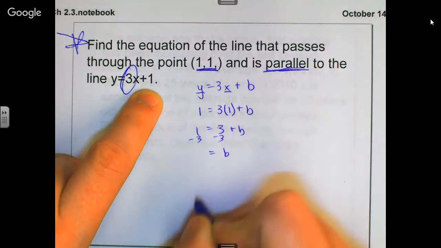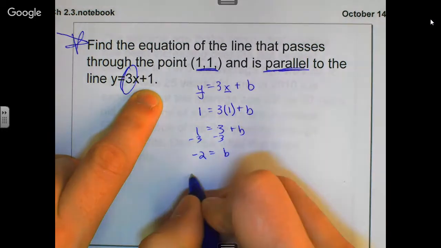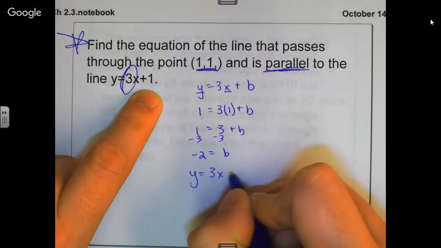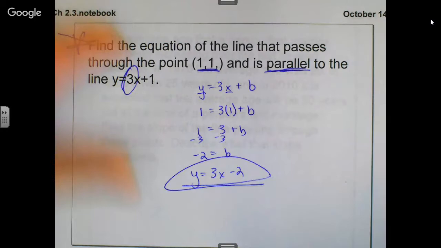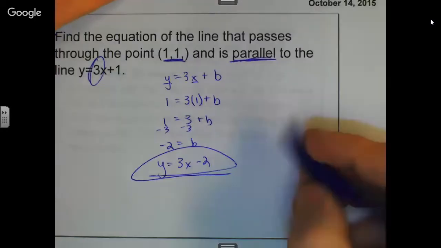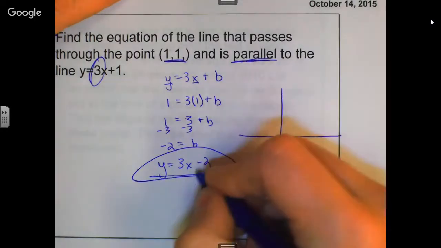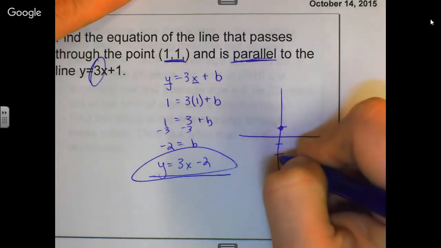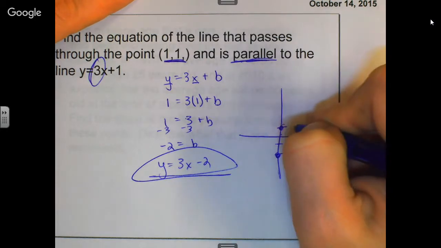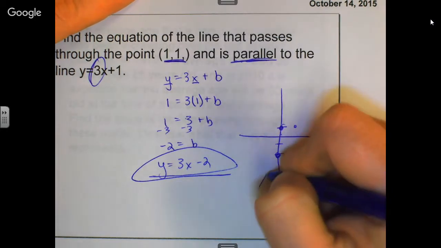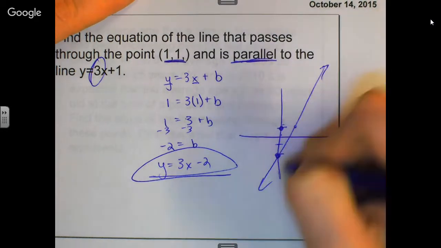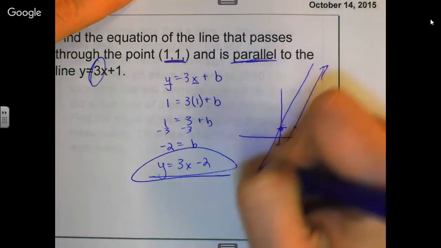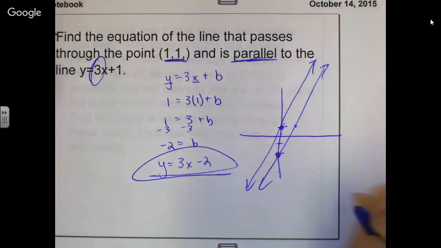Subtract your 3 from both sides, and you get minus 2. So your equation is y equals 3x minus 2. They are the same steepness, but one crosses here and one crosses here. So up 3, 1, 2, 3, right 1. This line's going here, and this line will be the same slope, just above it a little bit.